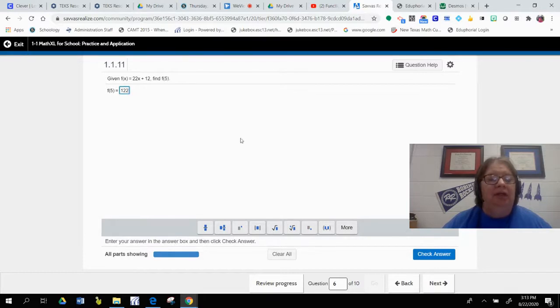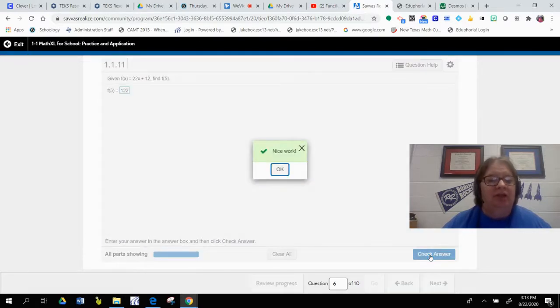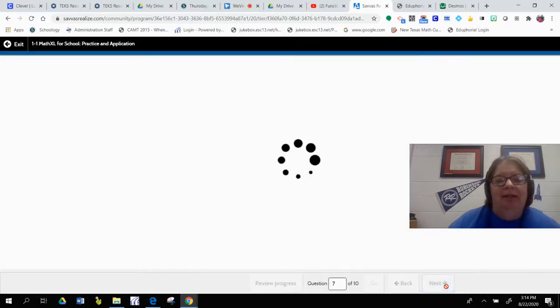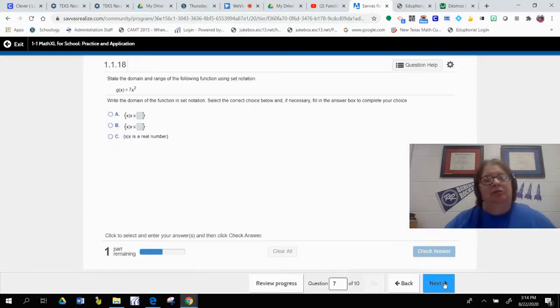State the domain and range of the following function using set notation. This is set notation. We'll talk more about that as we go through the year. Set notation, inequality notation. There's one more, interval notation. But this says set notation, but you have multiple choices. So I need to know domain and range of 7x squared. Domain is the x values, range is the y values.